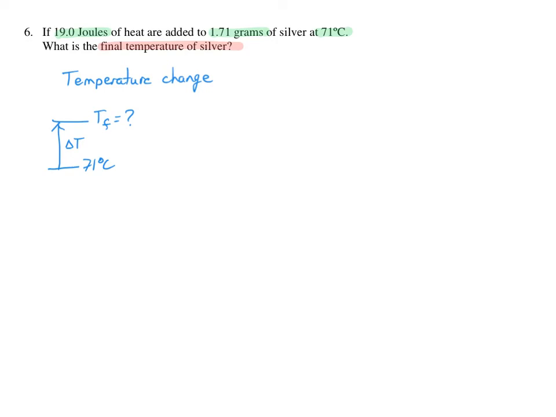a problem where we need to determine the final temperature of silver. What's happening is we have a sample of silver. It starts at 71 degrees C. We add some heat, so it's going to increase in temperature. We want to know the final temperature, so we need to calculate delta T.